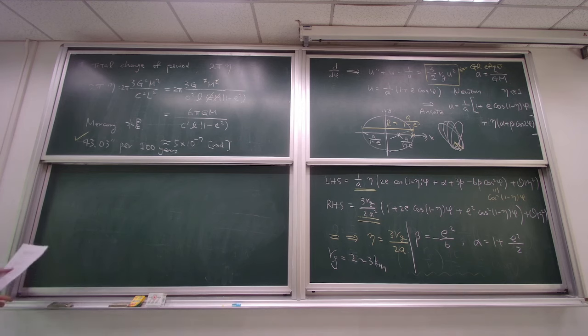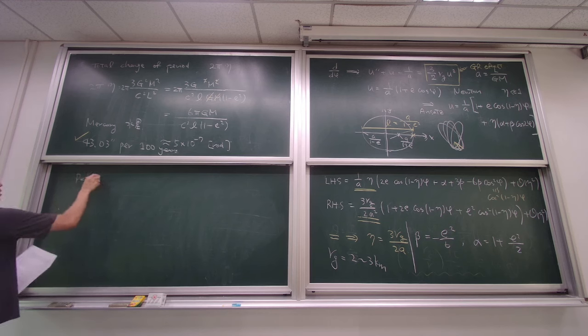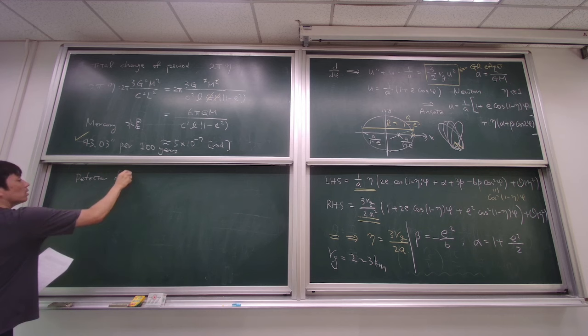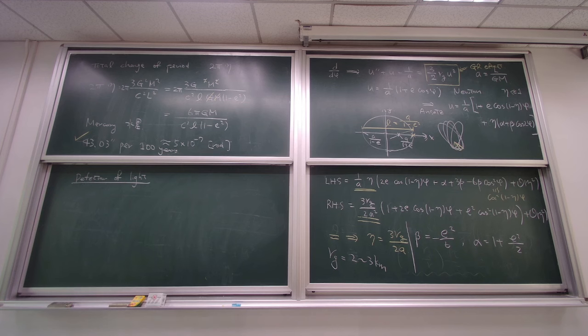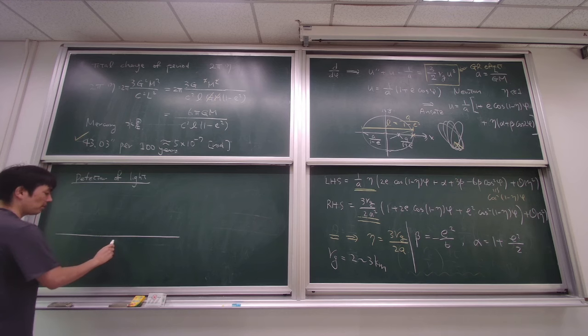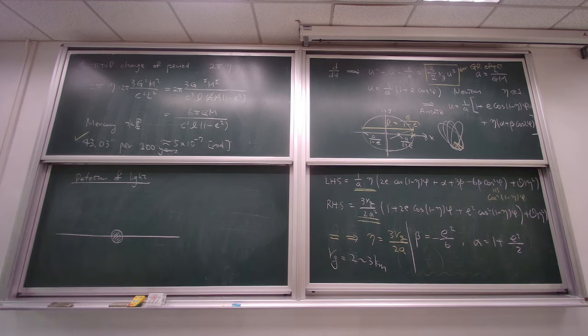Very nice. So then another consequence is the deflection of light. Deflection of light. Another consequence is deflection of light. So let's see. If you have this axis like this way, and then here you have something like a black hole, star, or whatever.